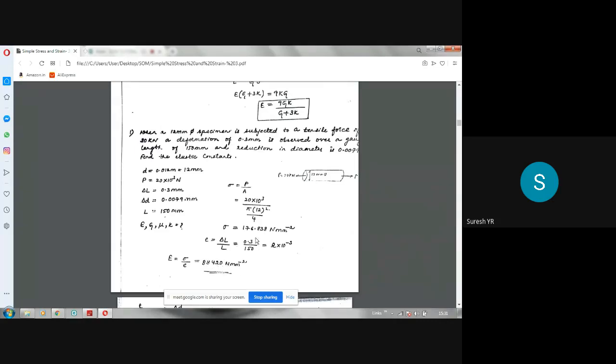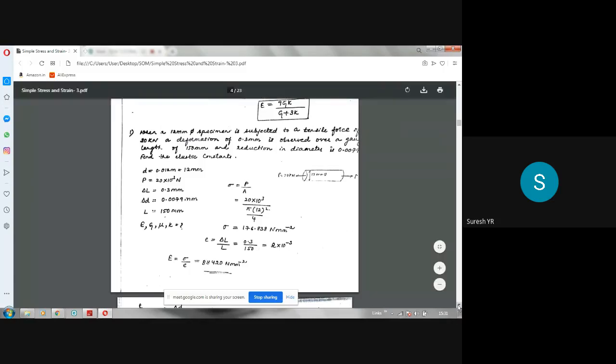Naturally, it is not steel. For steel, the value is 2 into 10 power 5 Newton per mm square. It can vary from 2 to 2.1 into 10 power 5 Newton per mm square. This is not steel, it is some other material, maybe copper or brass. In the textbook, he has given the values of E for different materials. Anyway, you need not remember that. For steel, you can remember 2 to 2.1 into 10 power 5 MPa or Newton per mm square. So the first elastic constant is obtained as the E value like this.